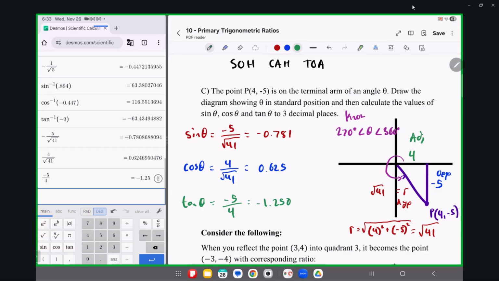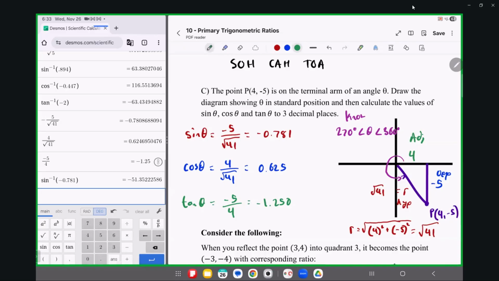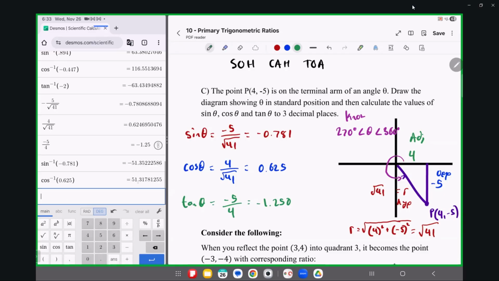So now we actually have a profound problem. We know the answer should be between 270 and 360. We studied that two lessons ago. But unfortunately, when you go to type these things in, well, that's a negative answer. That doesn't seem to be quite right. Cosine inverse of 0.625, well, that's a positive answer. That doesn't make any sense because the answer should be between 270 and 360.